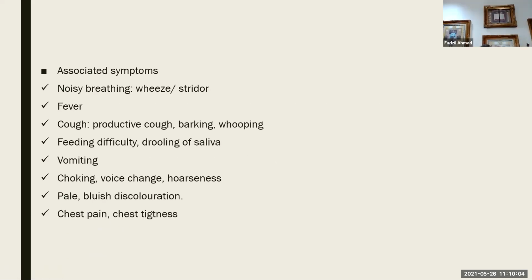Okay, and then other than breathlessness, in order to obtain the appropriate diagnosis, we need to also assess the associated symptoms. For example, noisy breathing, either wheezing or stridor. Is there any history of fever? And then cough, either productive cough, barking cough, or whooping cough. And then is there any feeding difficulty or drooling of saliva, any history of vomiting, choking, voice change or hoarseness of voice, any history of pale or bluish discoloration, and history of chest pain and chest tightness.